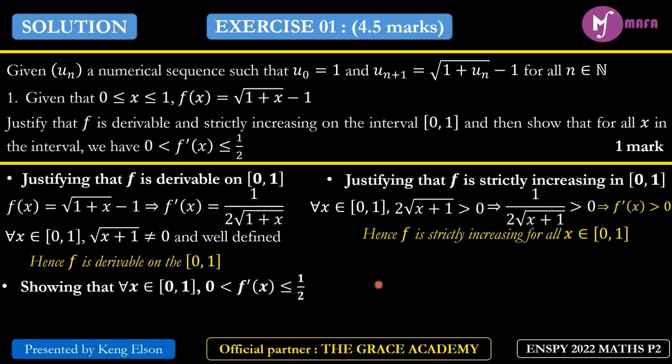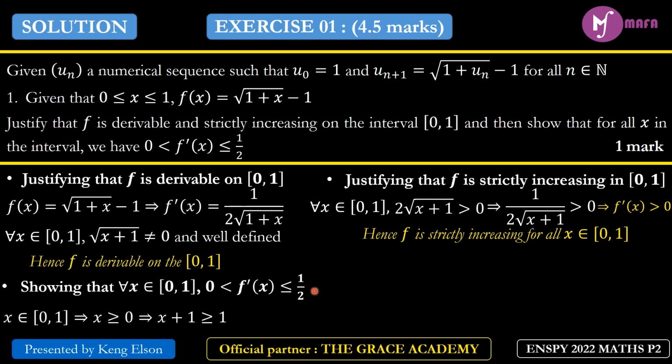Lastly, we have to show that for all x in that interval, our f prime of x lies between 0 and half. Let us begin by showing the upper bound, because we have already shown that f prime is greater than 0, that is 0 is less than f prime. If we are able to show that f prime is less than or equal to half, then we can combine the two together and conclude.